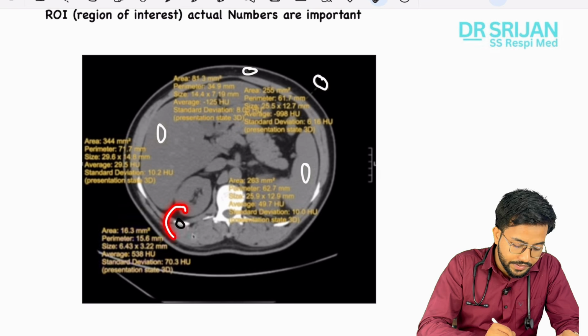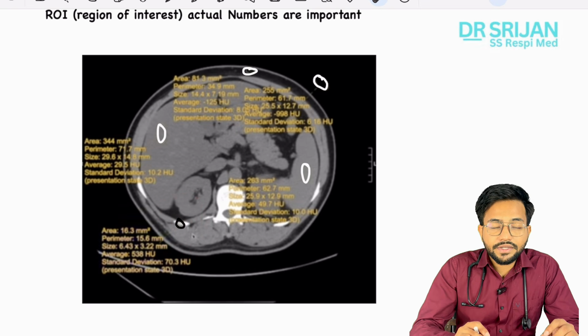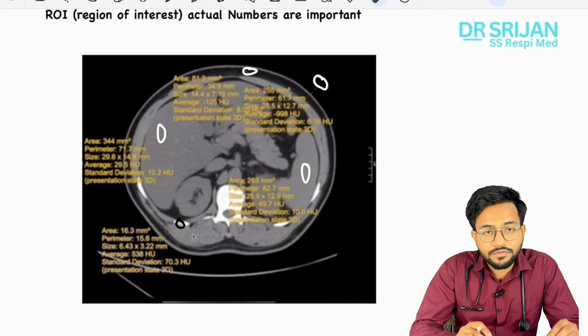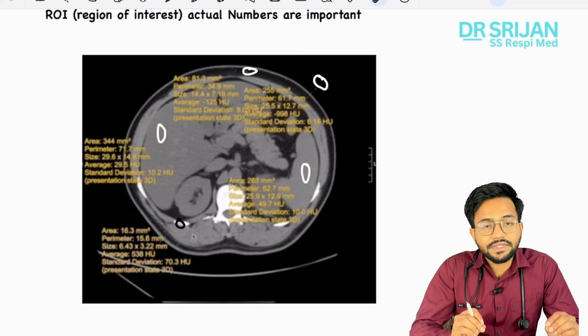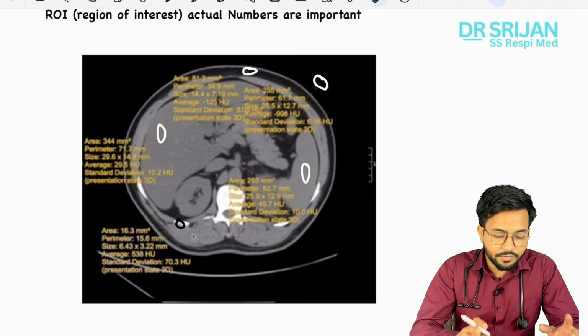This means that it may be a case of fatty liver. I have also marked an area of bone. It's around 538 Hounsfield unit. So here lies the importance of the Hounsfield unit. Basically, the Hounsfield unit measures the density of the tissue or structure which you want to measure.